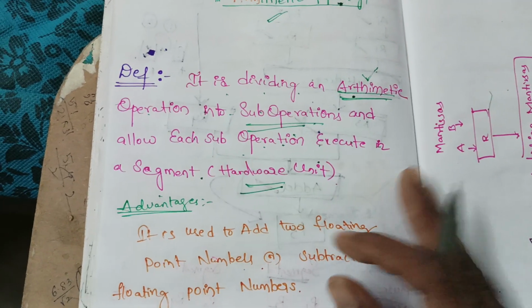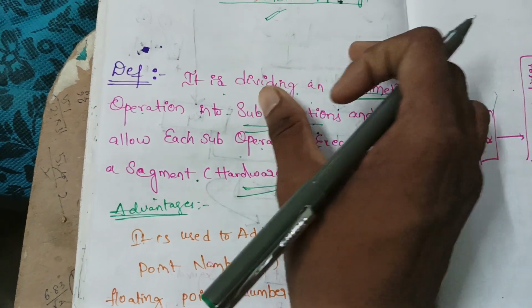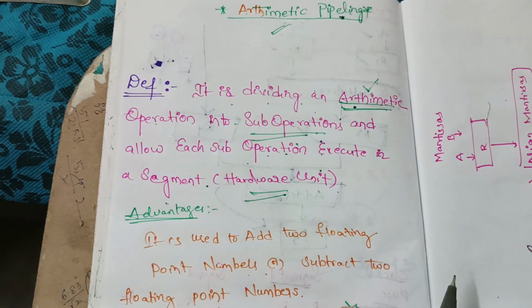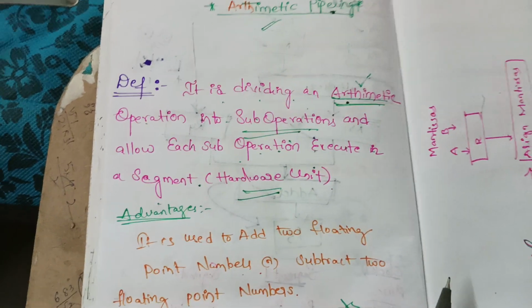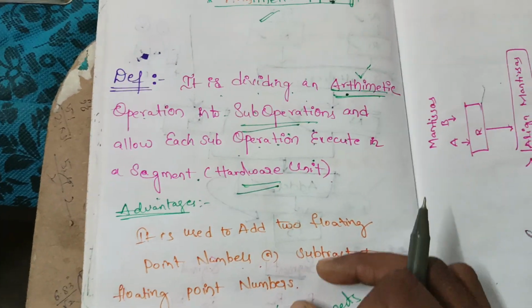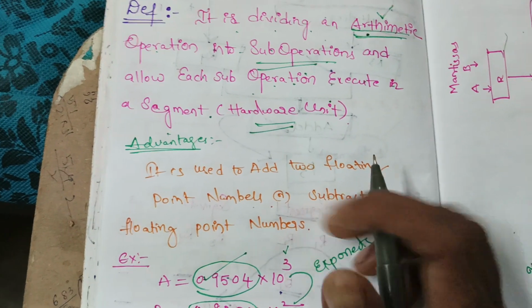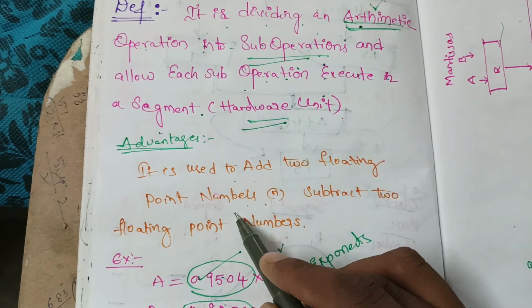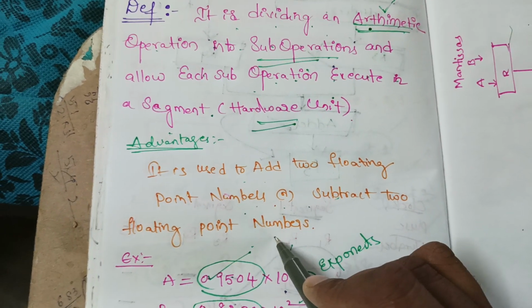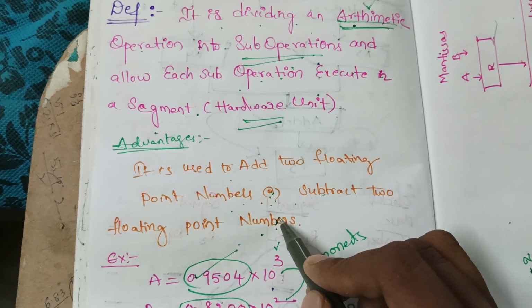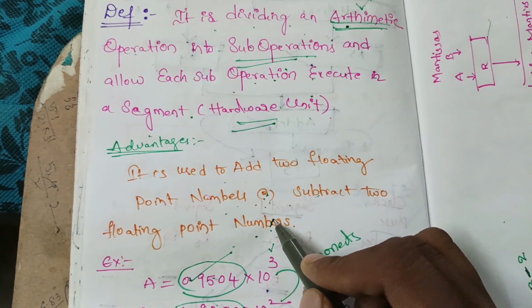The entire definition tells only one thing: the arithmetic operation can be divided into n number of sub operations, and those n sub operations can be performed in a dedicated segment, that is, a hardware component. Now what is the advantage of the pipelining process? The arithmetic pipelining process is used to add or subtract two floating point numbers. For adding and subtracting two floating point numbers, we use the arithmetic pipelining process.